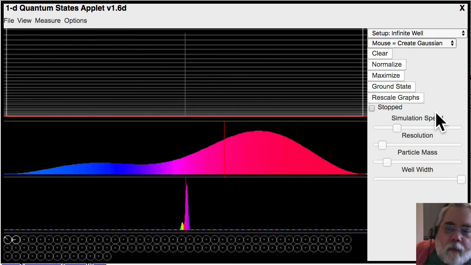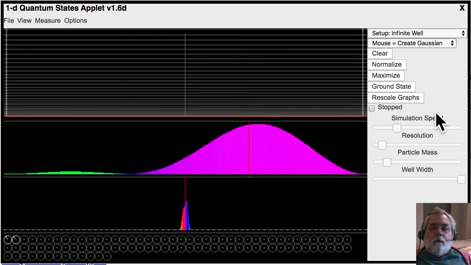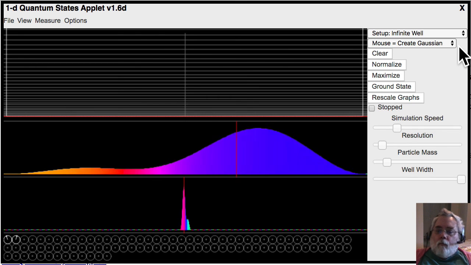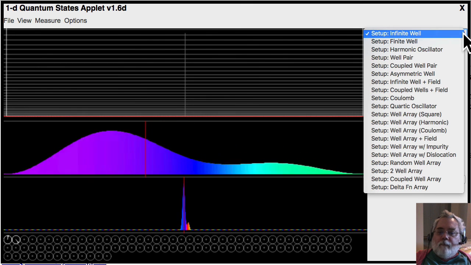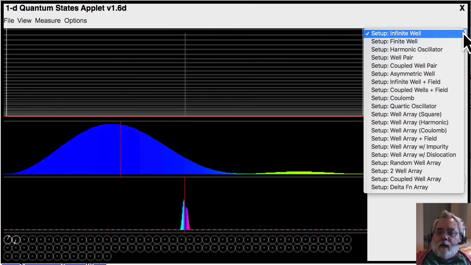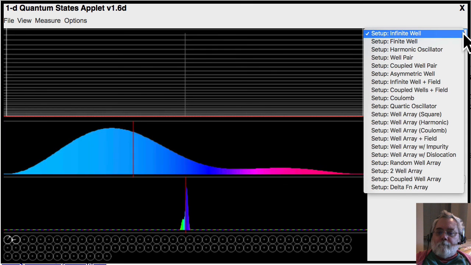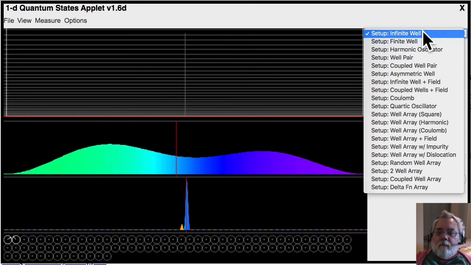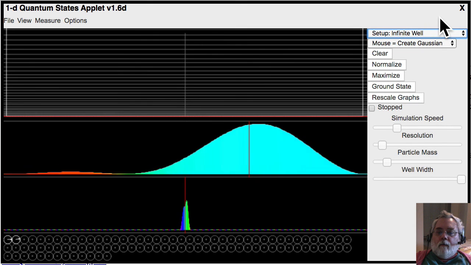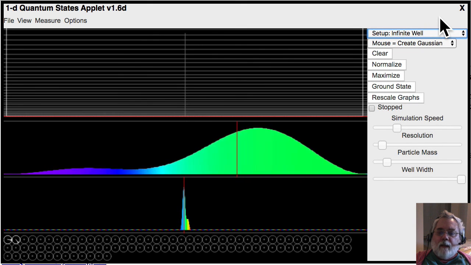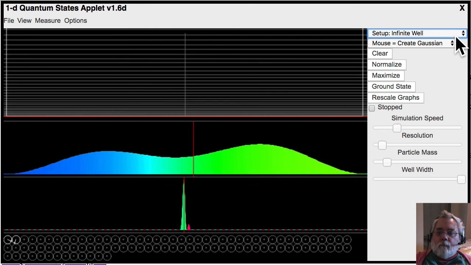Now, we can choose different problems: infinite well, finite well, harmonic oscillator, other things. We're going to look at infinite well for most of our time, and then at the end we will look at finite well.